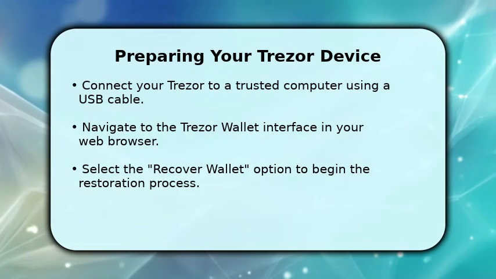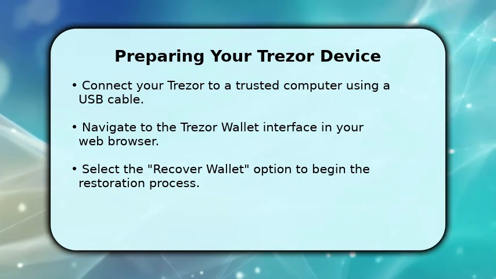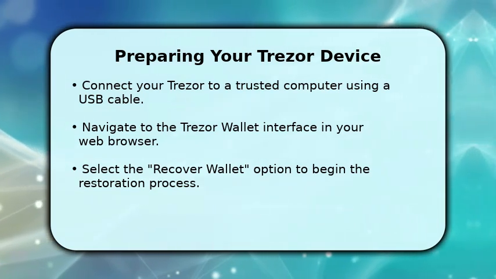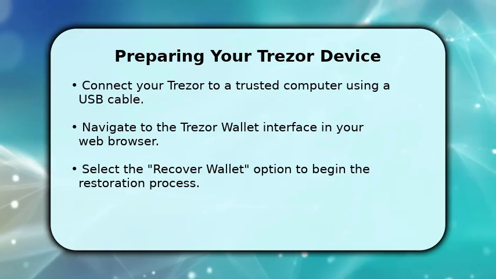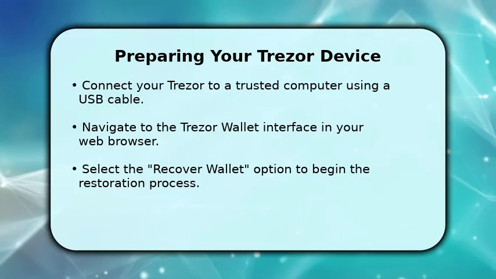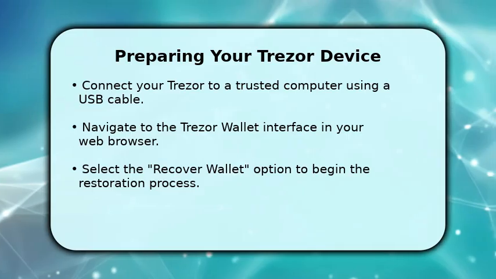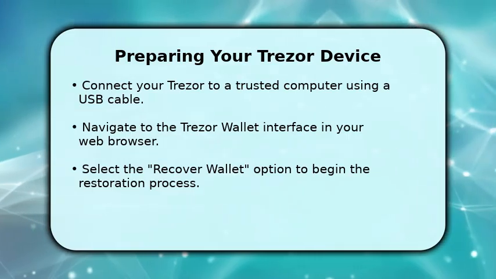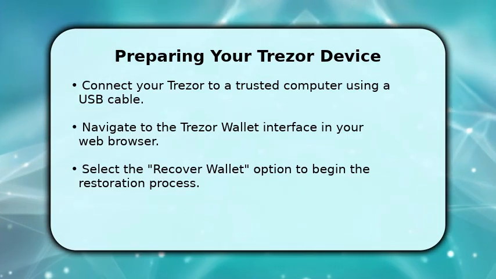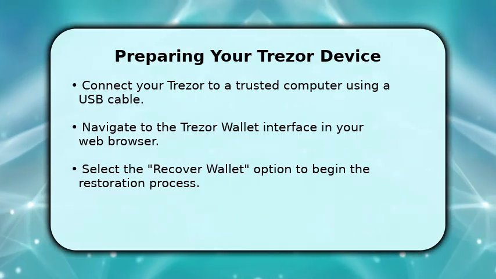To start, connect your Trezor hardware wallet to a reliable computer using its USB cable. Next, open your preferred web browser and navigate directly to the official Trezor wallet interface. Once there, you will see an option to Recover Wallet or Restore Wallet. Select this option to initiate the recovery procedure. This step is essential for the system to recognize your device and prepare for the seed input.